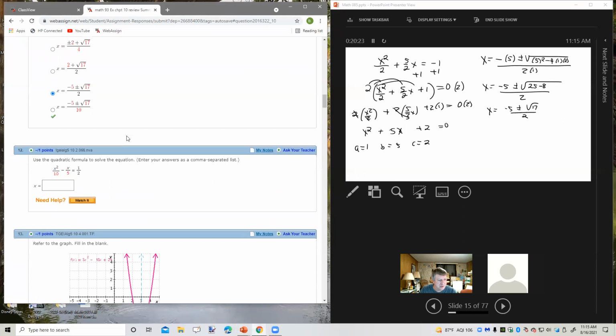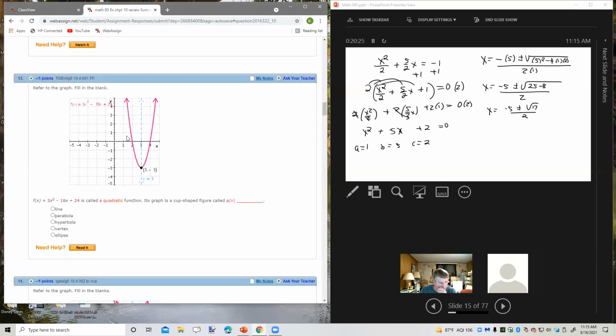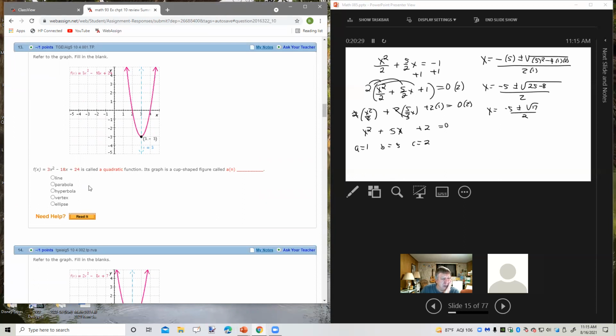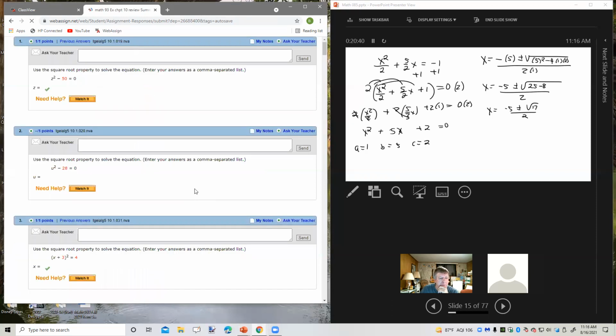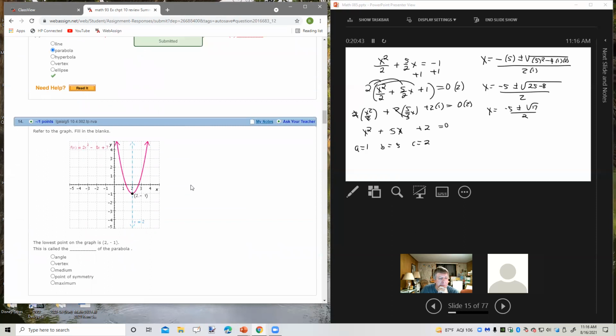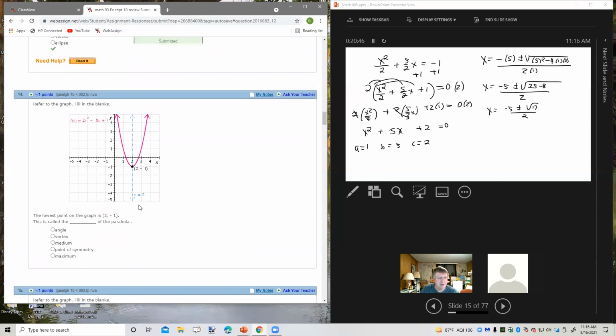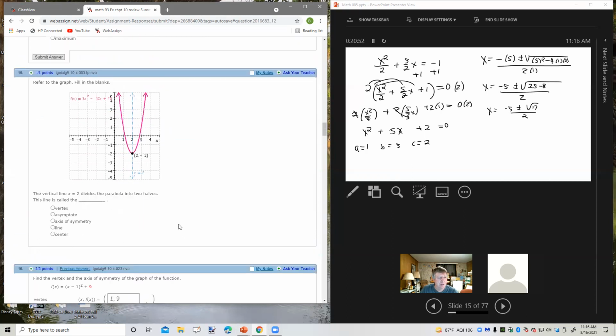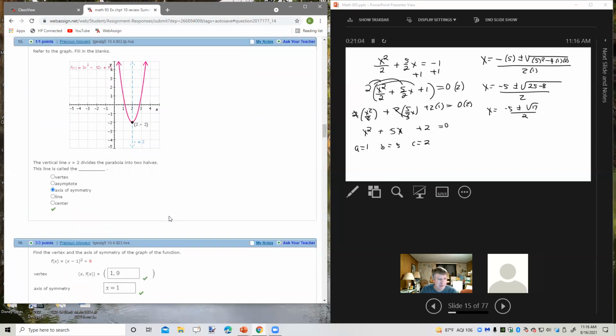Okay, let's see here. Let's take a look at this one. Quadratic function, its graph is a cup-shaped figure called a what? It's called a parabola. And let's see here. Lowest point of the graph, in this case, 2, 1 is called the vertex. The vertical line x equals 2 divides the parabola into 2 halves. This line is called the axis of symmetry. So there's some vocabulary.